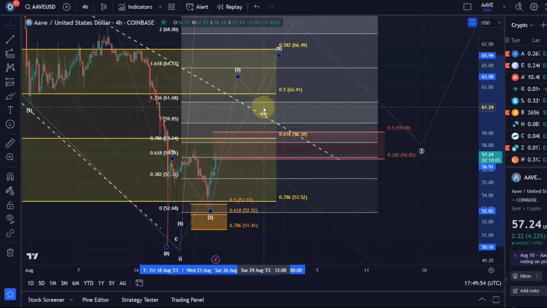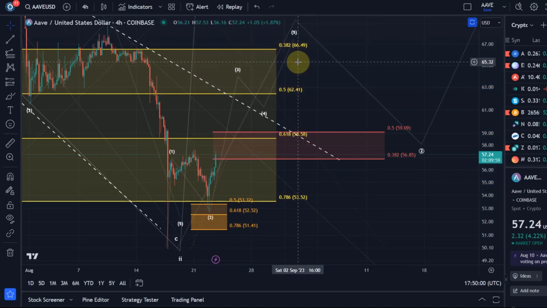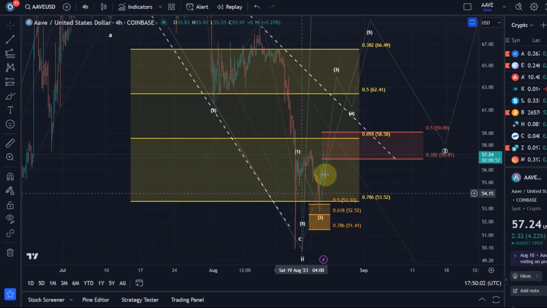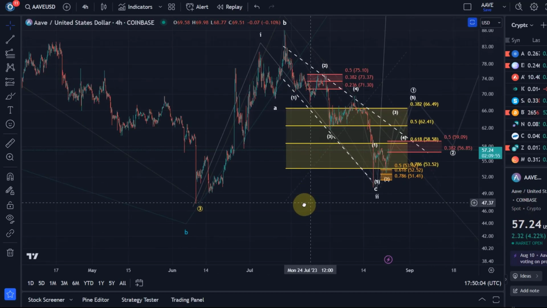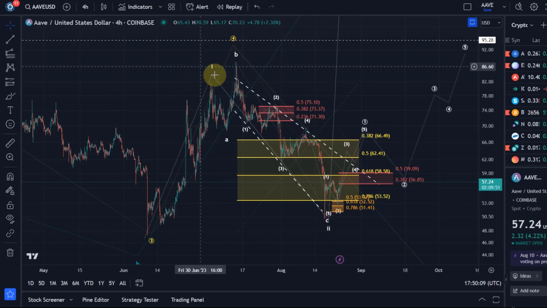Then we need to hold a fourth wave support and rally once more in a fifth wave. Then we have 5 waves up. That's what I'm tracking. But first of all, it needs to break above $59. So that's important. Overall, we were tracking a bullish scenario here on the Aave chart.